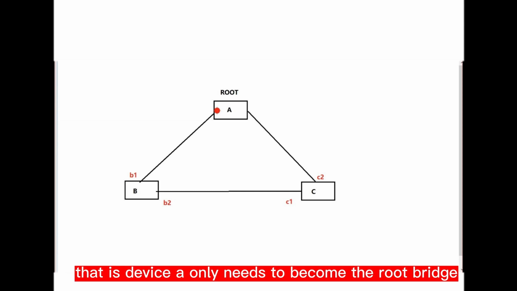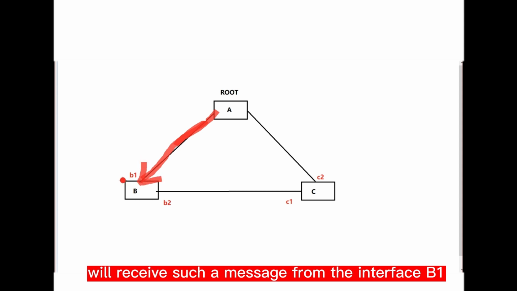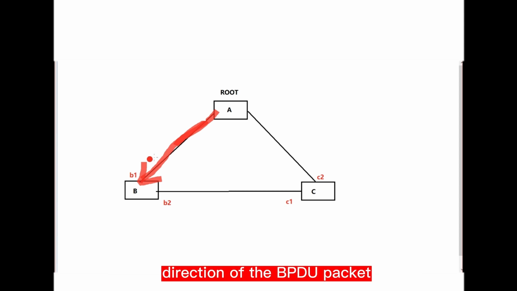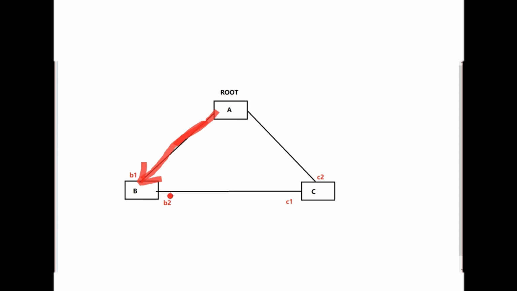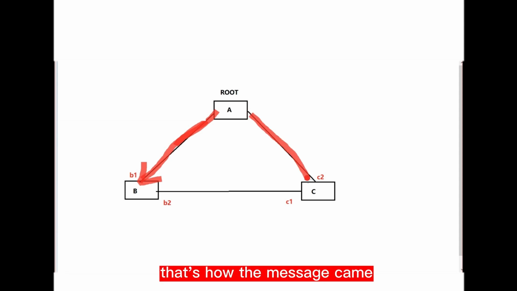That is, device A only needs to become the root bridge. All future BPDU messages will be sent by this device. Device B will receive such a message from interface B1. The inbound direction refers to the inbound direction of the BPDU packet. If it is received from the B2 interface, that is how the message came.